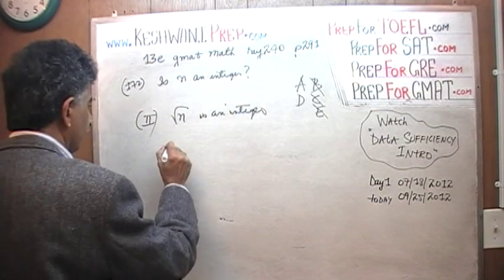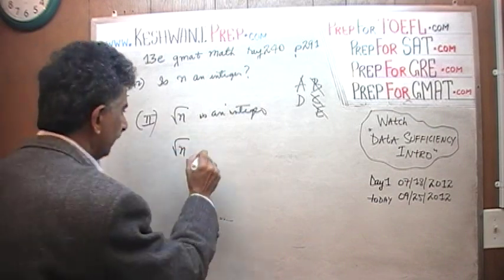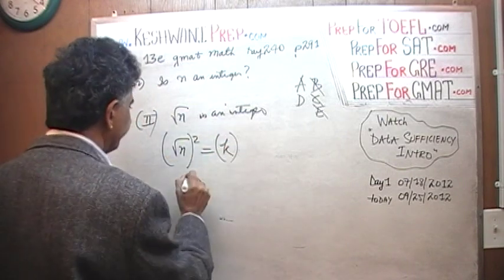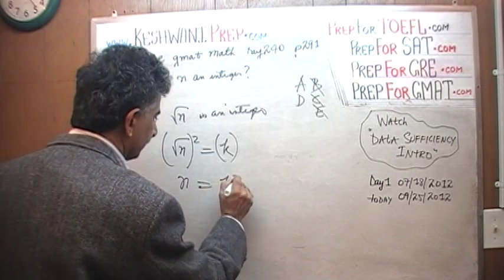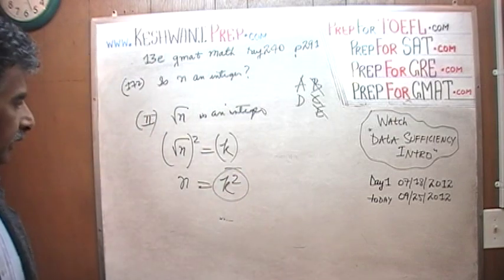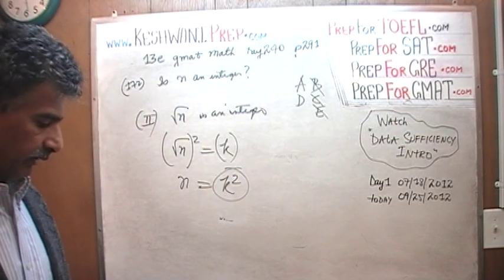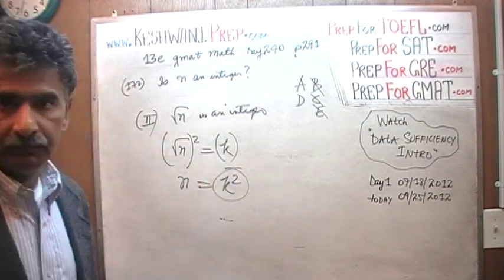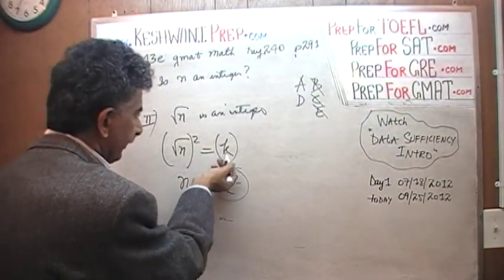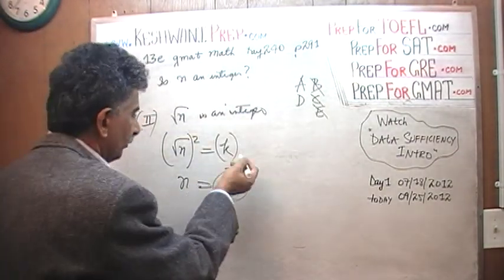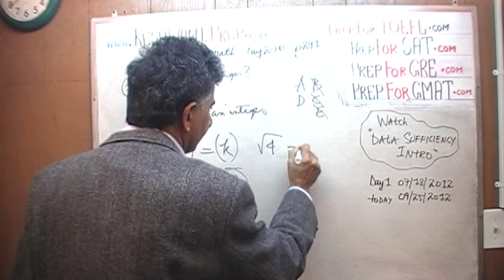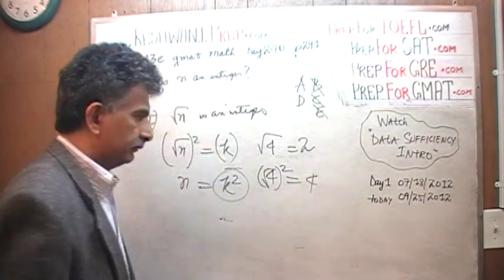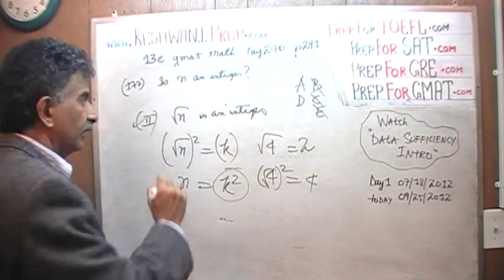If the square root of n is an integer, let's call it k, then when you square both sides, n must be an integer, because the square of this quantity here, k squared, is an integer, because k itself is an integer. That's all. As we just saw here, if k itself is an integer, k squared is going to be an integer. As we just saw here, the square root of 4 is an integer, then obviously the square of that quantity is also going to be an integer. Simple enough. Second statement is sufficient.